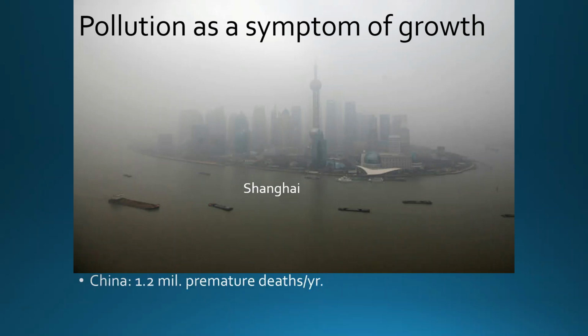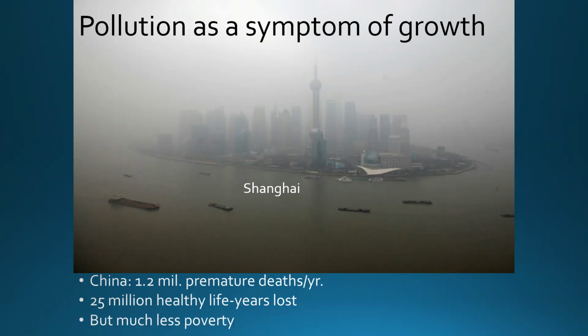China has had 1.2 million premature deaths per year based upon pollution, 12 million healthy life years lost, but much less poverty. This is in part because using all of this energy and coal and all these natural resources that they have has allowed them to industrialize and raise a lot of people out of poverty. But there is a trade-off.